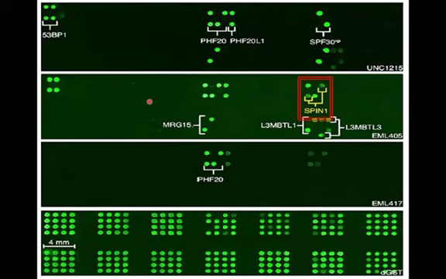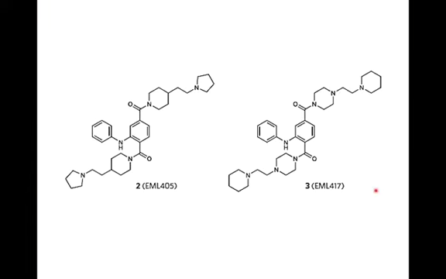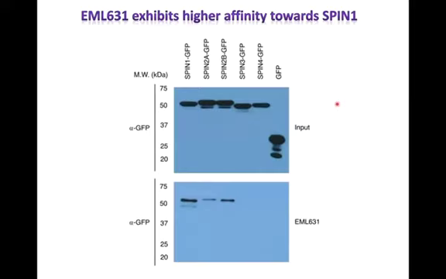So let's go further. We have now 3 compounds, UNC 1215, EML 405, EML 417. Here is the structure difference between EML 405 and EML 417. So let's do some other experiment inside the cells to show the affinity towards SPIN1. In this experiment, we overexpressed the SPIN1 protein in different forms.